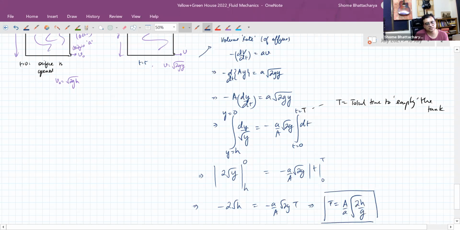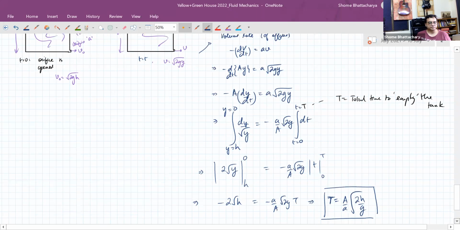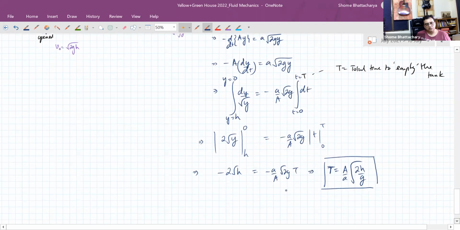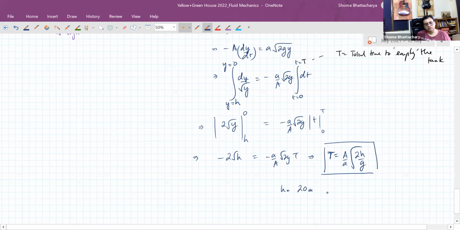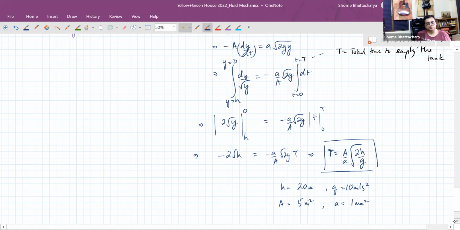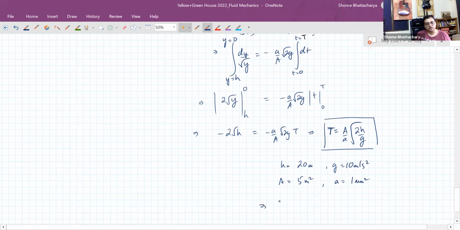You can see the time taken is going to be very large because that A by a factor is extremely large. Okay. So if we take a typical example, let's say h is 20 meters, g is 10 meters per second square, but the area of the tank is, let us say, 5 meters square. Whereas the area of the orifice is obviously very small, so it's, let's say, 1 millimeter square. You can see the time will be extremely large because of this.